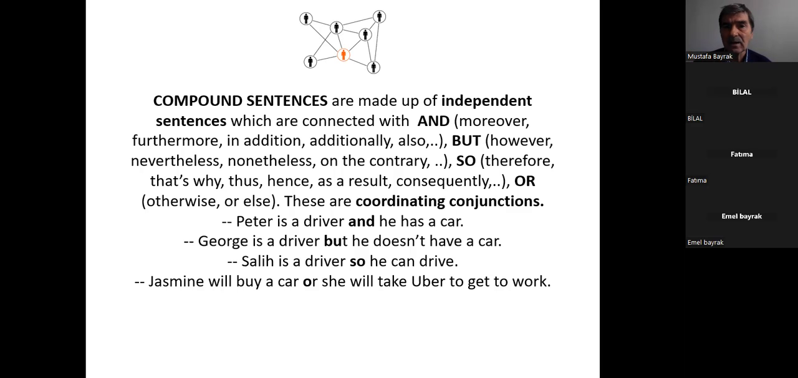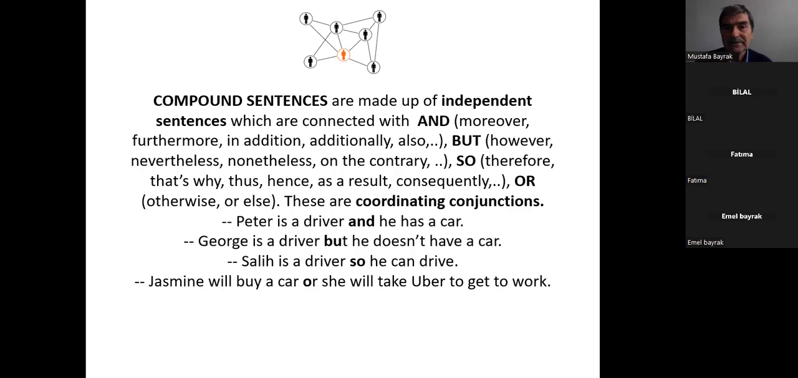Peter is a driver and he has a car. Which one is better? Peter is a driver. He has a car. This one, or Peter is a driver and he has a car. Or, moreover, he has a car. Furthermore, he has a car. In addition, he has a car. He also has a car, for example.